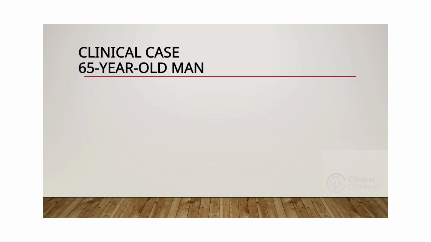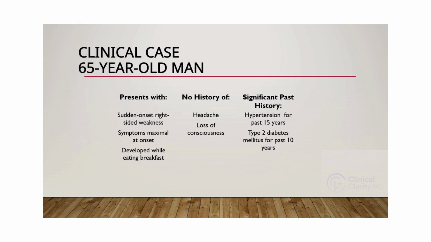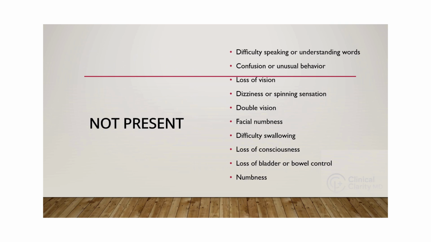A 65-year-old man presented with sudden onset weakness involving the right side of his body. The symptoms developed abruptly while he was eating breakfast and were maximal right from the onset. Importantly, there was no associated headache and no loss of consciousness. His past medical history was significant for long-standing hypertension and type 2 diabetes mellitus. As you can see, even from this initial history alone, several important localization clues begin to emerge, so stay focused.